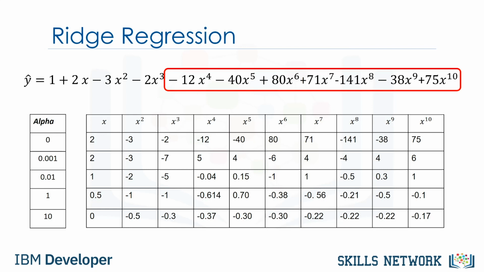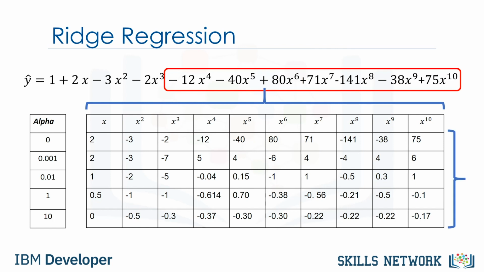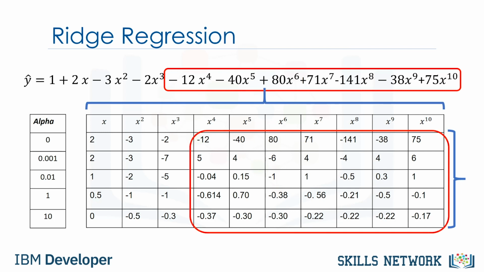This table represents the polynomial coefficients for different values of alpha. The columns correspond to the different polynomial coefficients, and the rows correspond to the different values of alpha. As alpha increases, the parameters get smaller. This is most evident for the higher-order polynomial features, but alpha must be selected carefully. If alpha is too large, the coefficients will approach 0 and underfit the data.